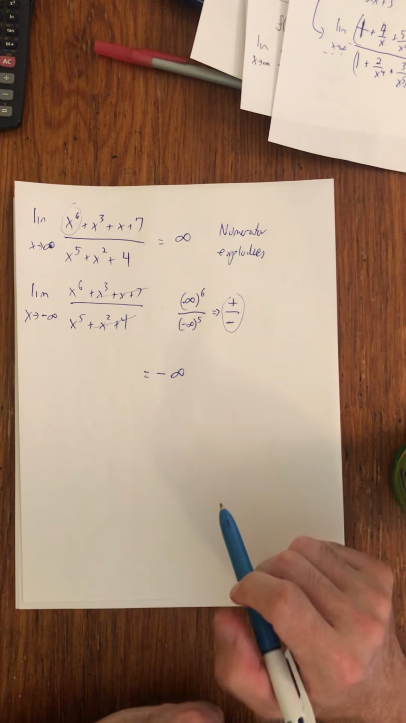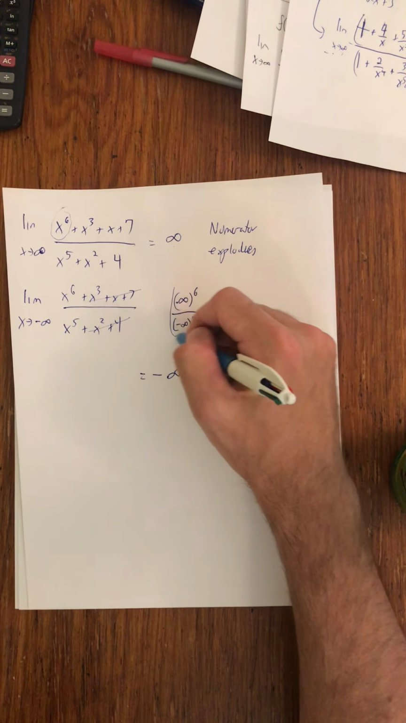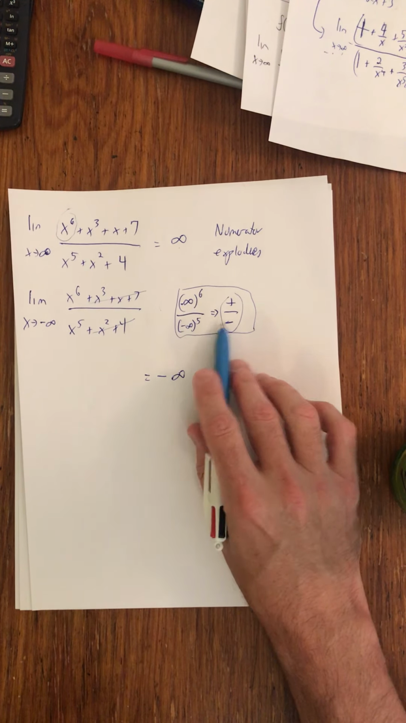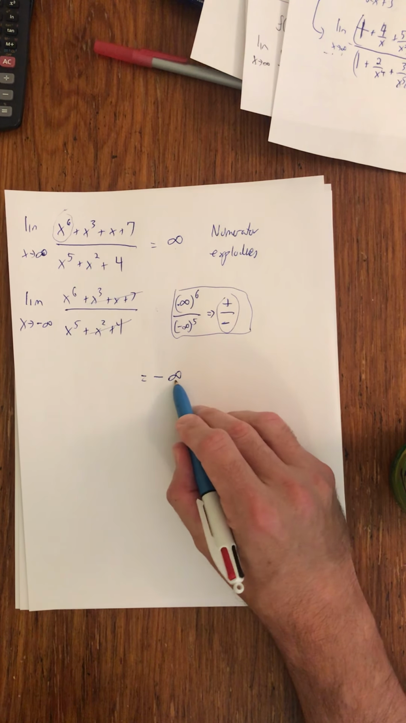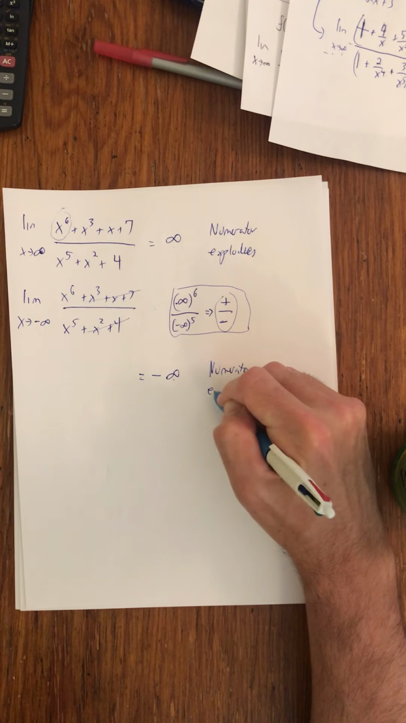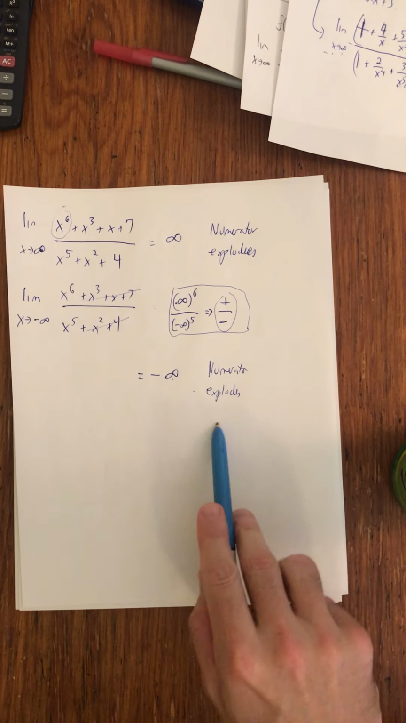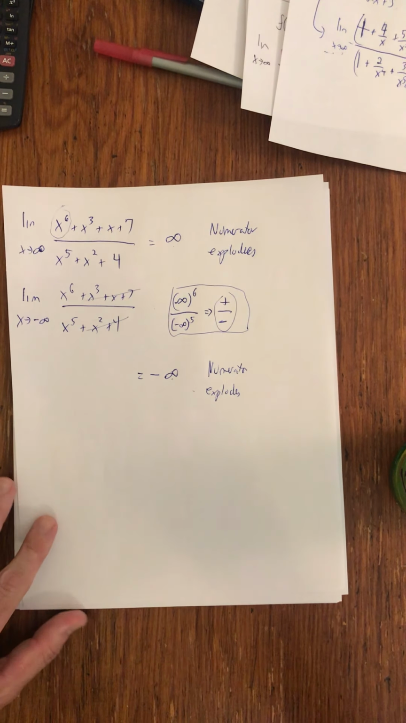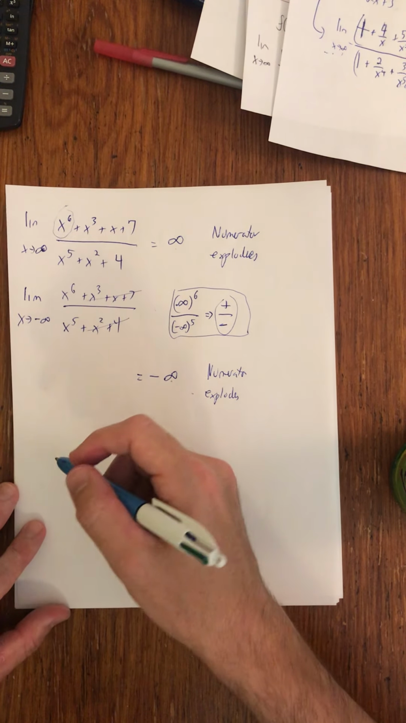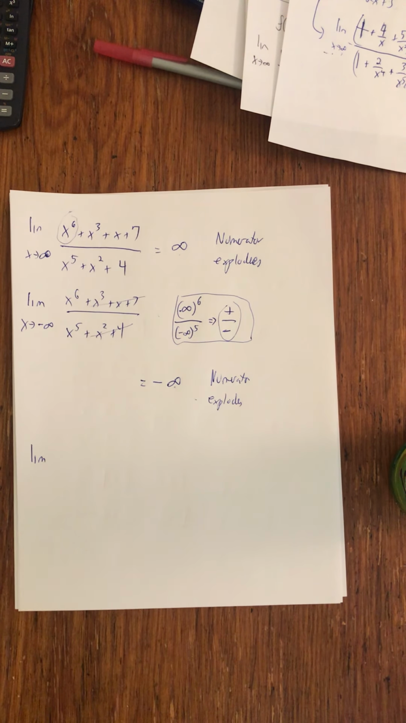So what work would I need you to show with this? What I would need you to show here is this sign analysis as a separate piece, and then the infinity pops out and you would say numerator explodes. So I need the sign analysis, and I need whether the numerator or the denominator explodes. All right. Last example before we do some more examples in a later video.